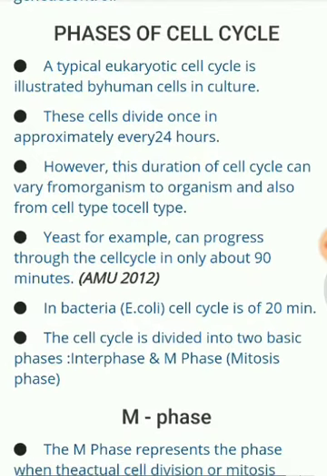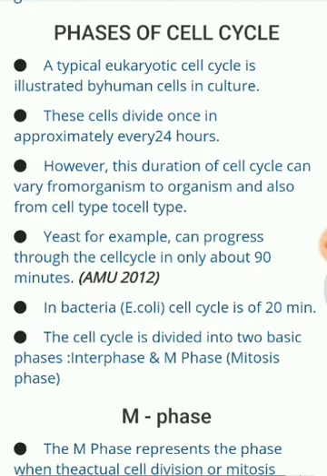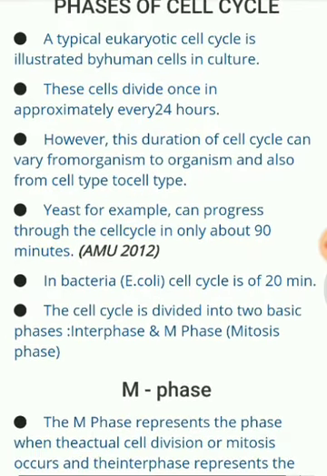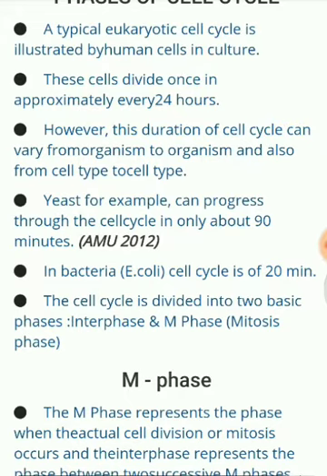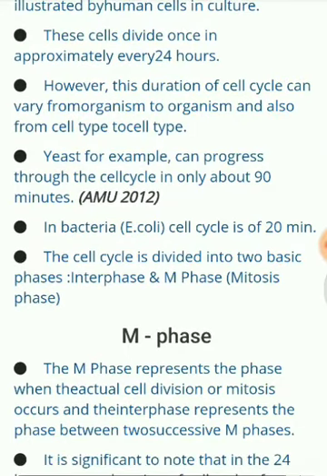Phases of cell cycle. A typical eukaryotic cell is illustrated by human cells in culture. These cells divide once in approximately every 24 hours. However, this duration of the cell cycle can vary from organism to organism and also from cell type to cell type. Yeast, for example, can progress through the cell cycle in only about 90 minutes. In the bacterium E. coli, the cell cycle is 20 minutes.